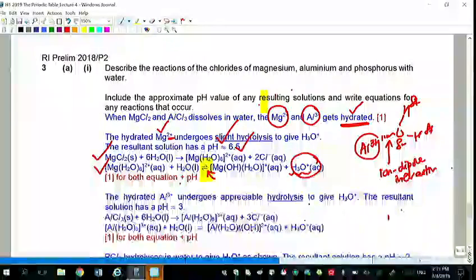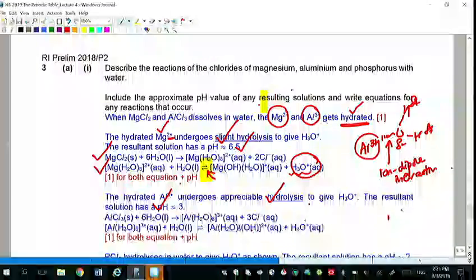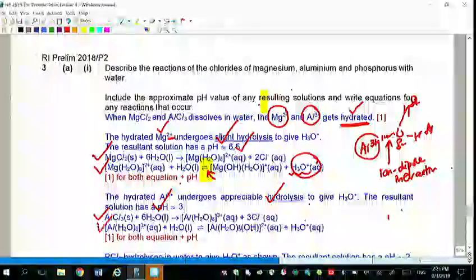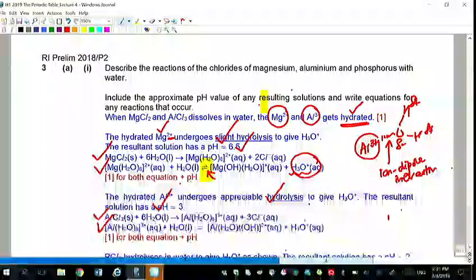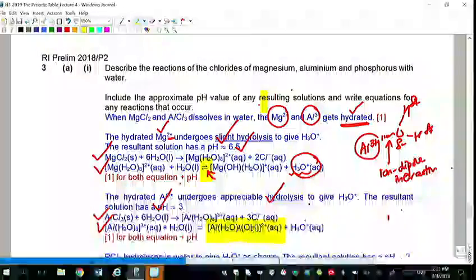Al3+, same thing: hydration followed by hydrolysis. The pH is slightly lower because hydrolysis occurs to a larger extent. So take note of how to write the product that is formed after the hydrolysis.